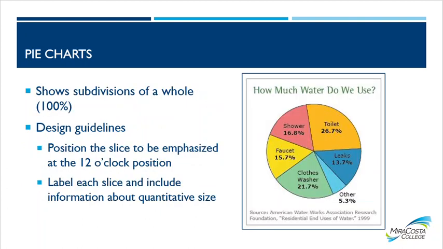Pie charts, another very popular one, show subdivisions of a whole, in which all the totals equal 100%. Design guidelines are to position the slice to be emphasized at the 12 o'clock position. Label each slice and include information about quantitative size.